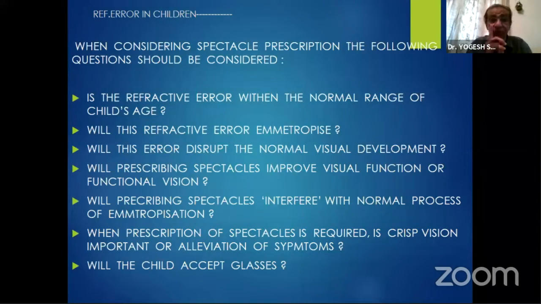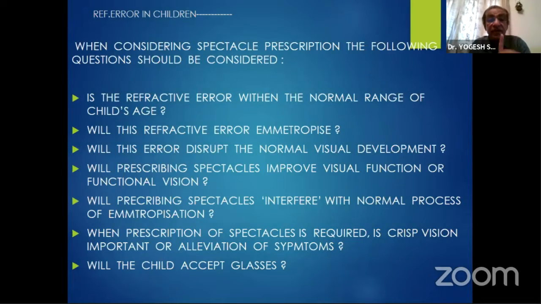Is the refractive error within the normal range of the child's age? Then it would emmetropize within 2 or 3 years of age. You don't have to worry. Will this refractive error emmetropize? We have seen what amount of refractive error emmetropizes, and we should not be concerned. Will this error disrupt the normal visual development? Will it cause amblyopia? Will it cause a diminution of vision?